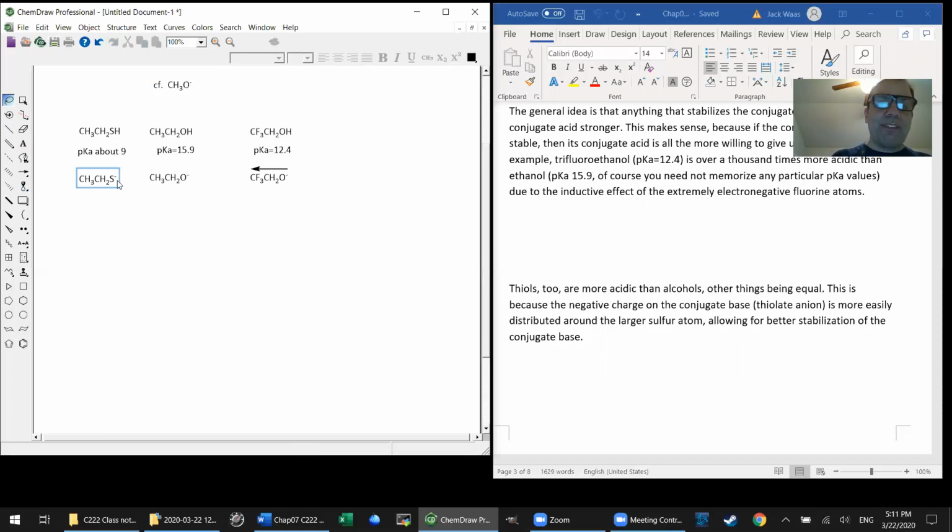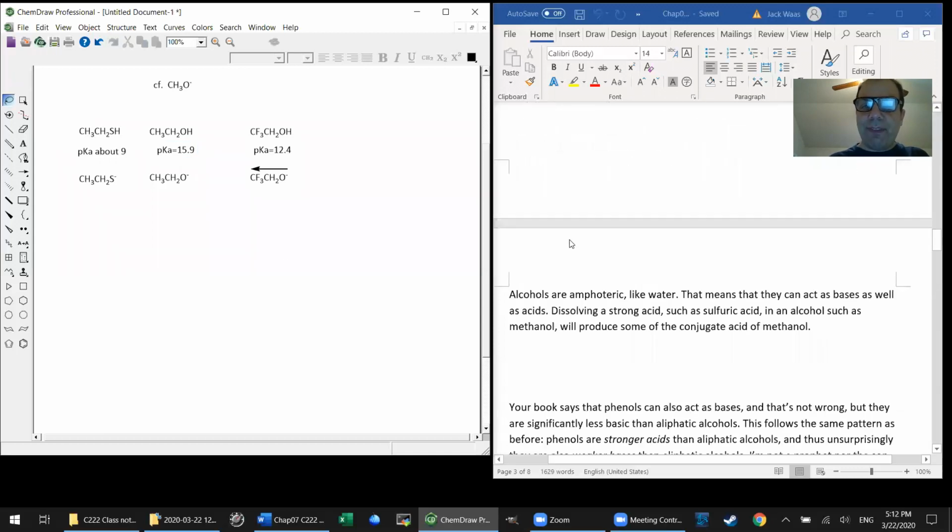But remember that the sulfur atom is much larger than the oxygen atom. So that means we have a much bigger ball, a much larger surface area to spread out the minus charge on when we lose H plus and go to the conjugate base. So that's the main reason why thiols are much more acidic than alcohols, other things being equal. And again, I don't know the exact pKa of ethane thiol, and I would not expect you to either. I would challenge you to look it up. I bet you'll find I'm pretty close, probably within an order of magnitude or something like that.